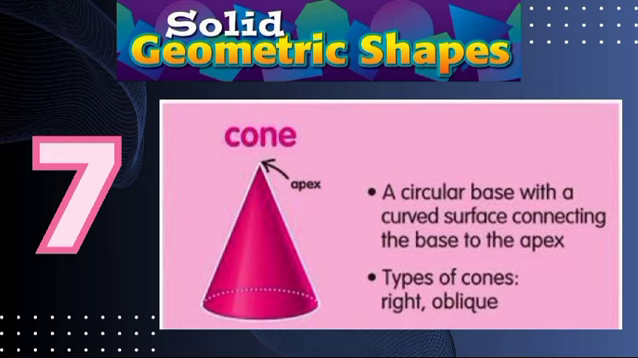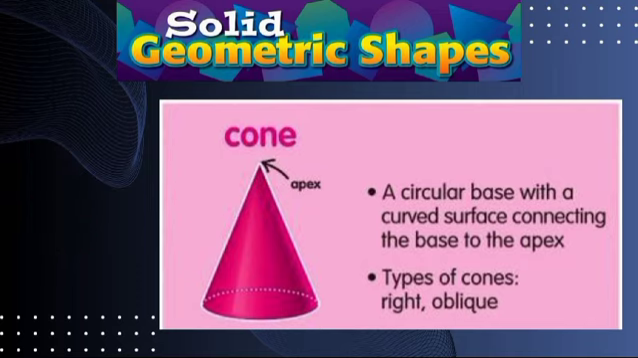Number 7, cone: a circular base with a curved surface connecting the base to the apex. Types of cones: right, oblique.